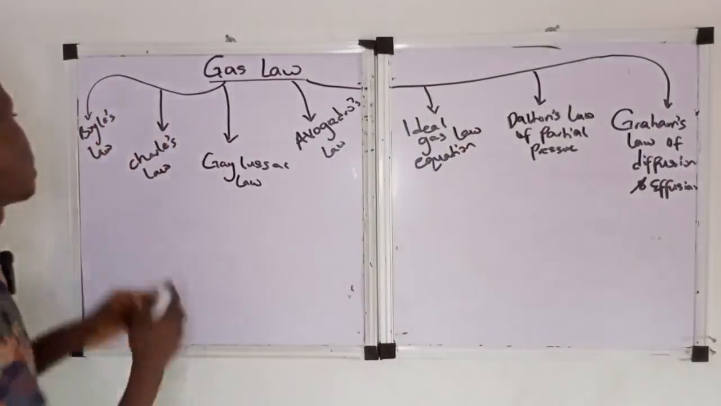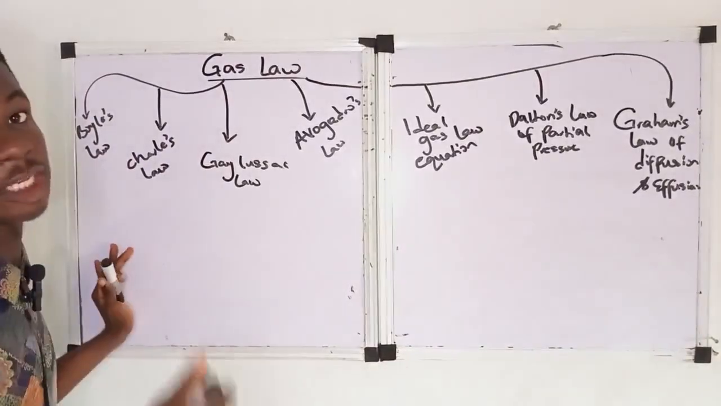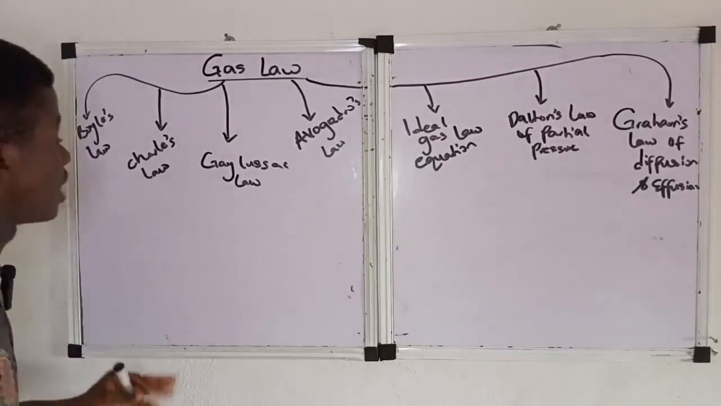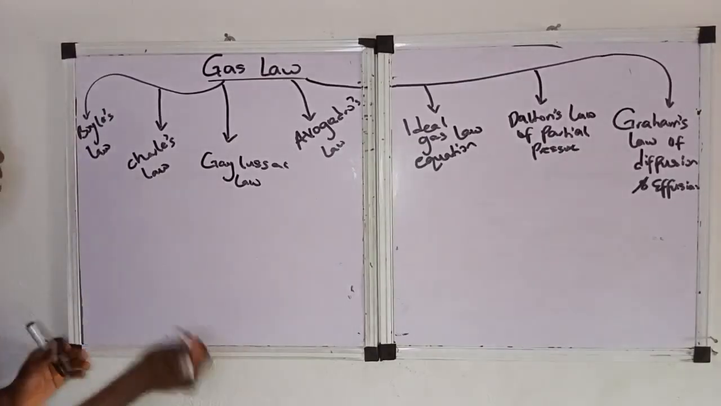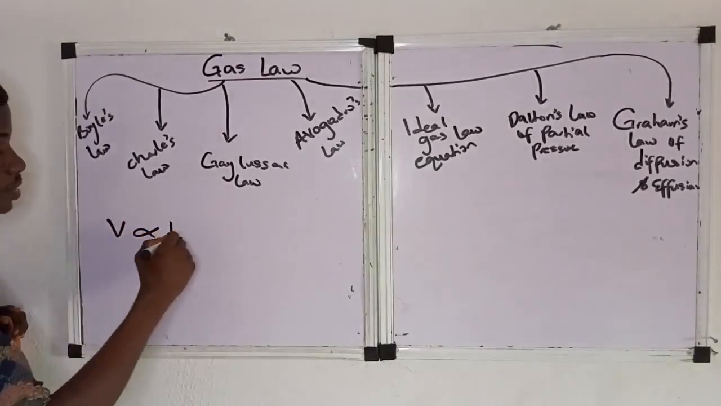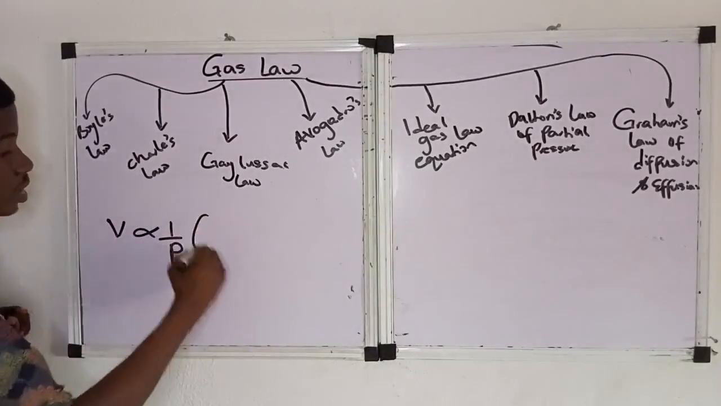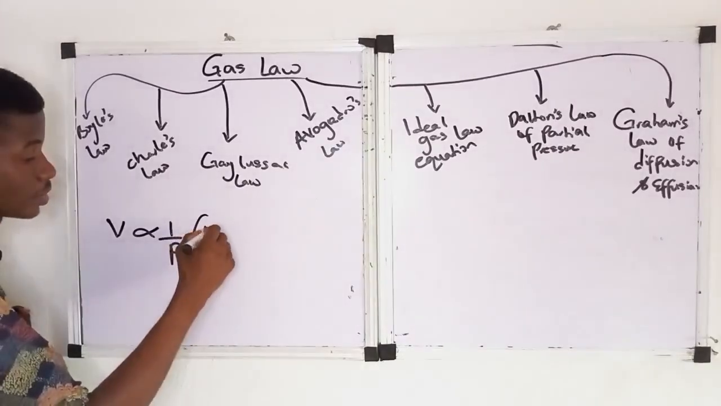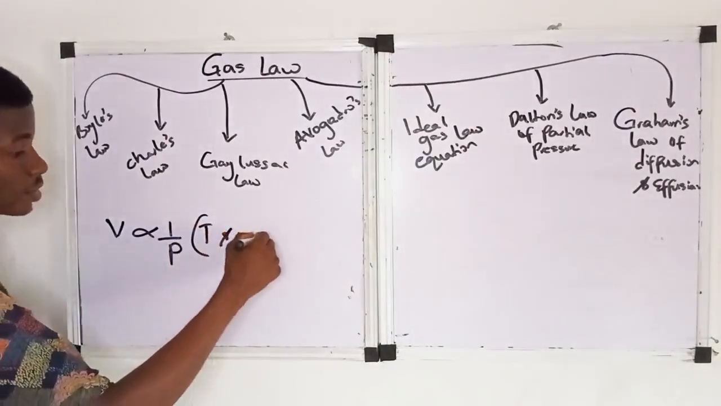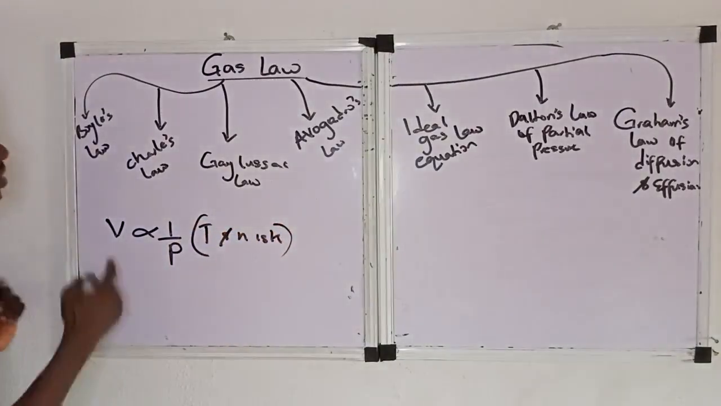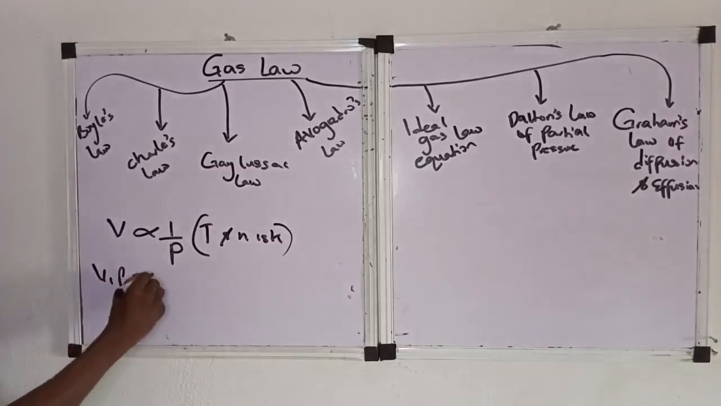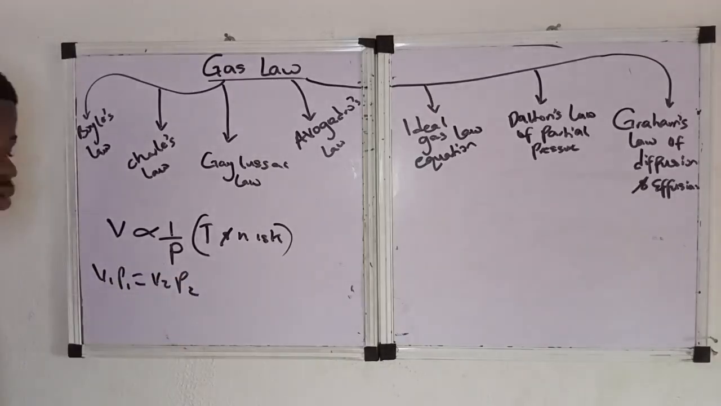Boyle's law states that the volume of a given mass of gas is inversely proportional to its pressure, provided that temperature remains constant. That is Boyle's law. So the volume of a given mass of gas is inversely proportional to its pressure at constant temperature, and the number of moles is constant. You know the formula, V1 P1 equals V2 P2, right? So I'm not going to waste time here.